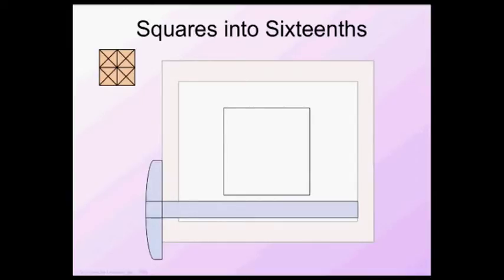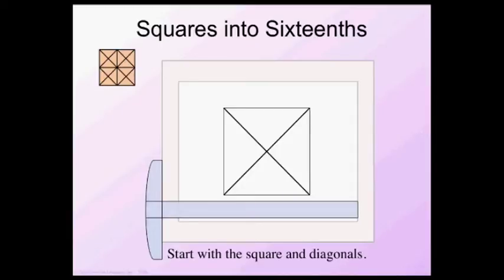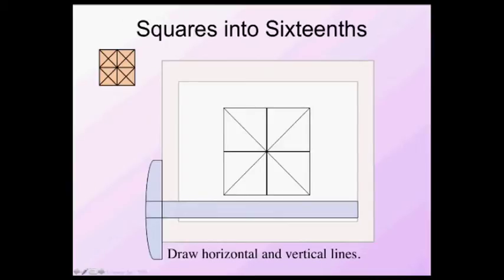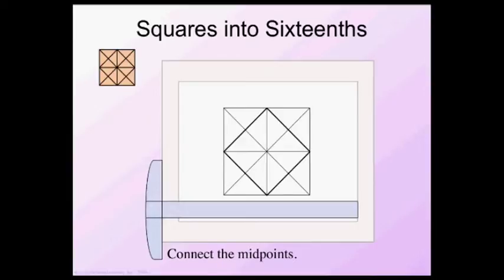Let's take this square and draw it into sixteenths. The first thing we're going to do, of course, is draw our square, but then we're going to draw our diagonals. Use this up here as our reference. This is what I'm drawing. Draw my horizontal and vertical lines. And then from here, I can start to connect my midpoints. And now I have my square broken into 16ths.